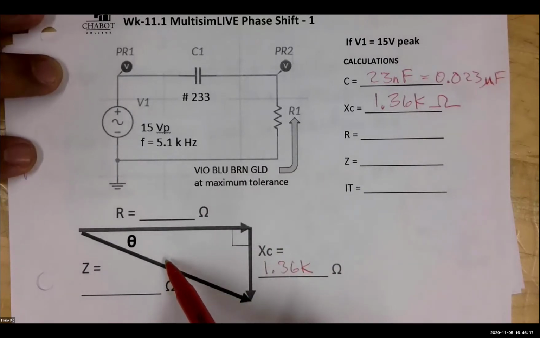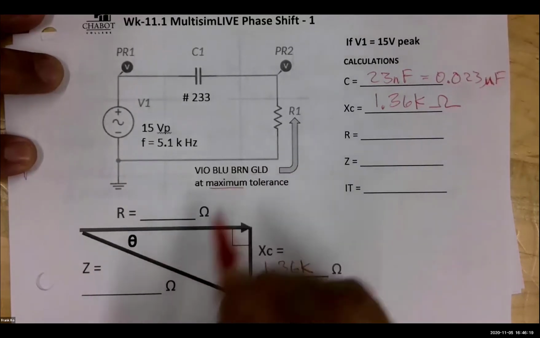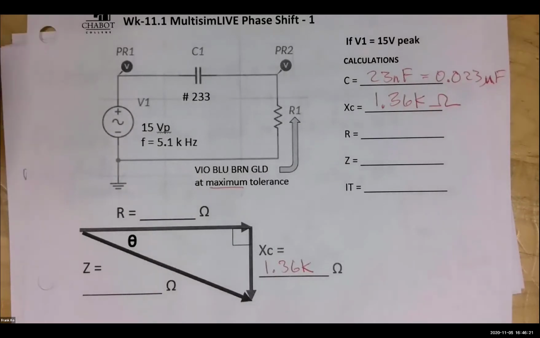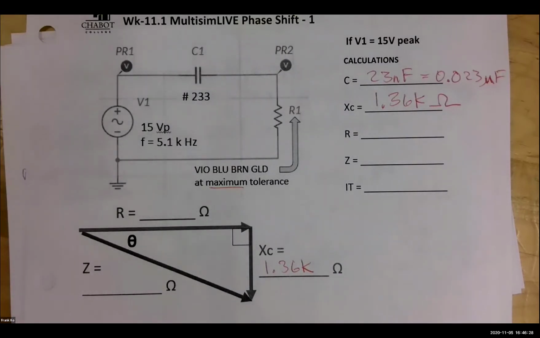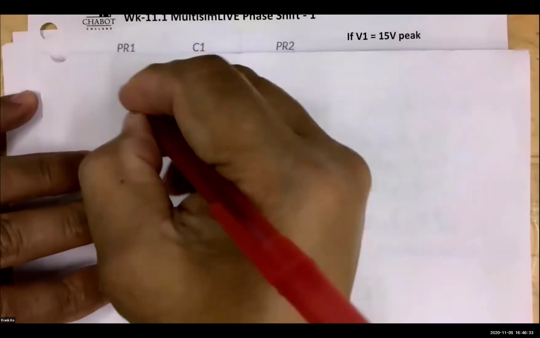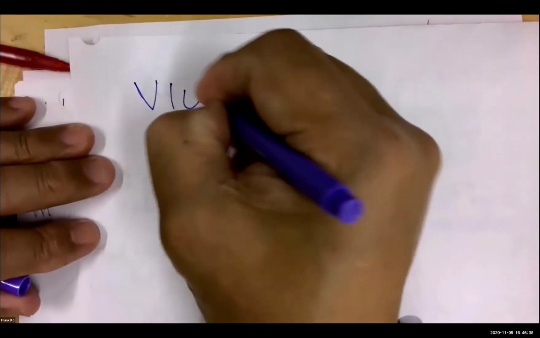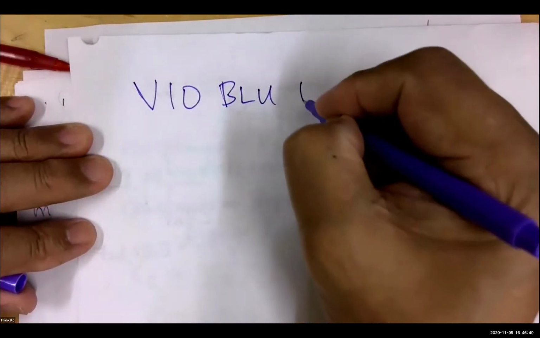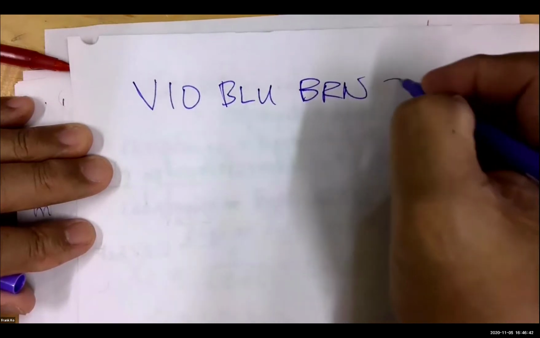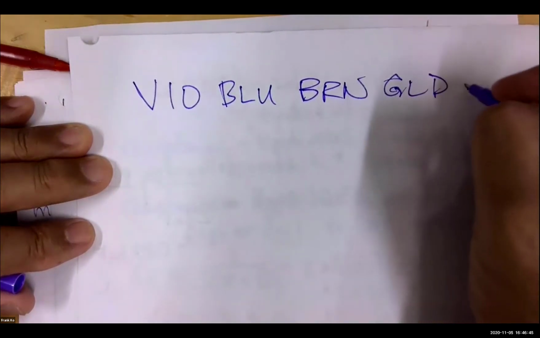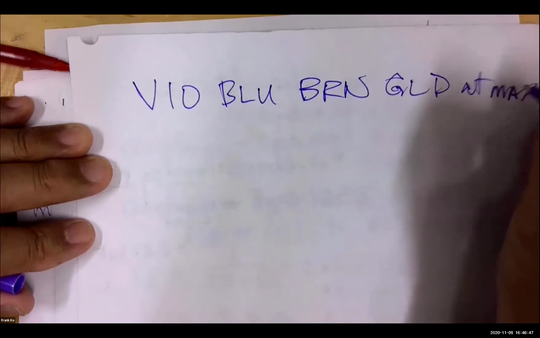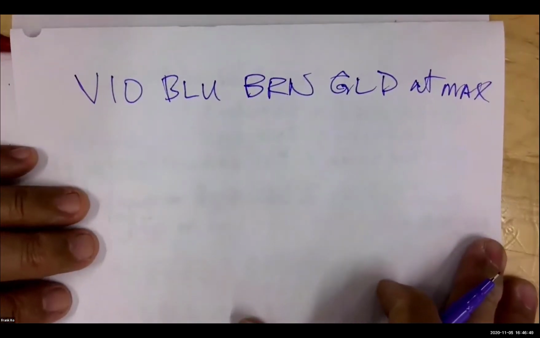So Jacqueline, how do you interpret, oh, this is at maximum tolerance also. So how do we decode a violet, blue, brown, gold? This is a 4-band resistor. So we have violet, blue, brown, gold at max. So Jacqueline, help us out.